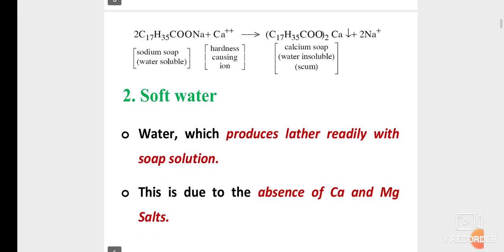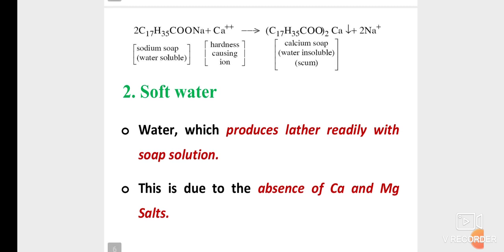So here I have given one reaction. What is the formula for the sodium soap? Sodium soap means C17H35COONa, that is the sodium salt. So the stearate form of the sodium salt is called the sodium soap. It is the water soluble component.